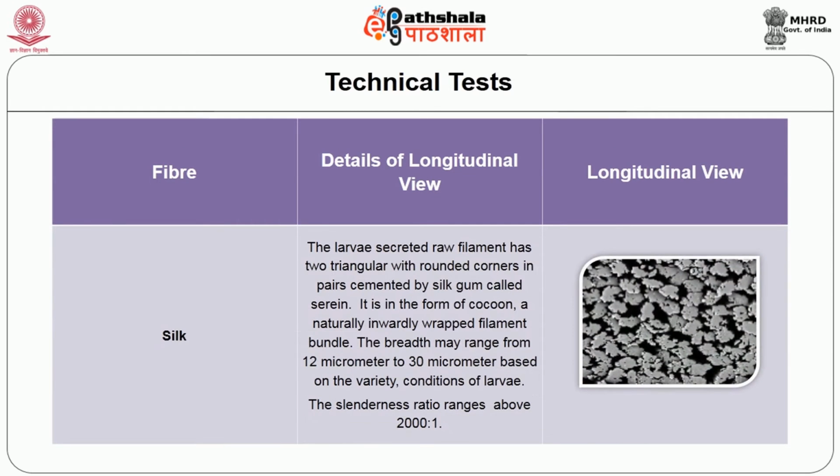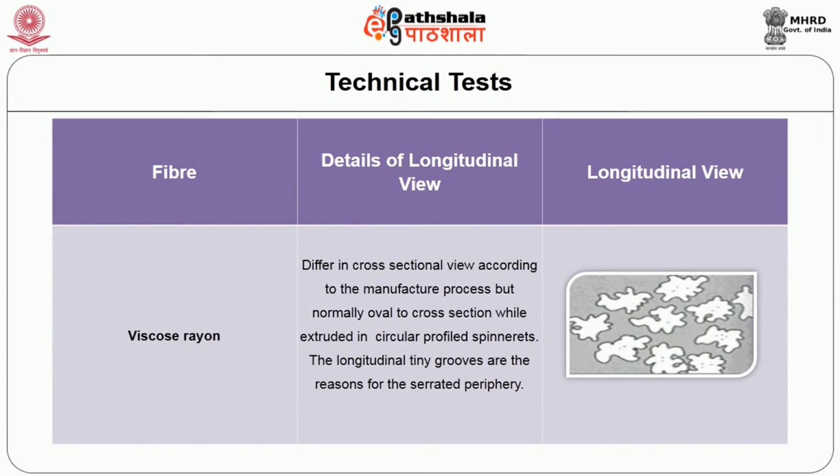Next fiber is the silk. The larvae secreted raw filament has two triangular shapes with rounded corners in pairs cemented by silk gum called sericin. It is in the form of cocoon, a naturally inwardly wrapped filament bundle. The breadth may range from 12 micrometer to 30 micrometer. The slenderness ratio ranges above 2:1. Next is the viscose rayon. It differs in cross-sectional view according to the manufacturing process, but is normally oval in cross-section when extruded in a circular profiled spinneret. The longitudinal tiny grooves are the reason for the serrated periphery.